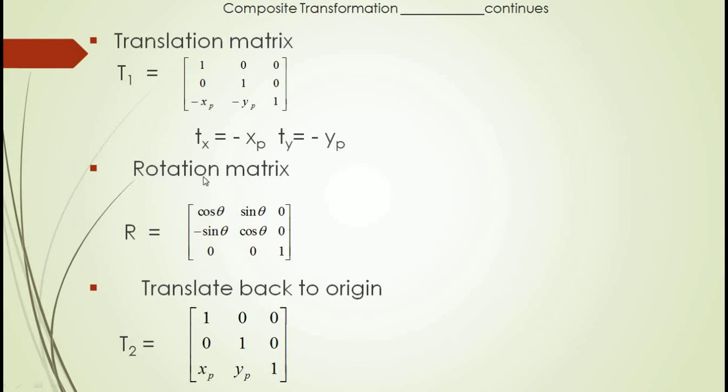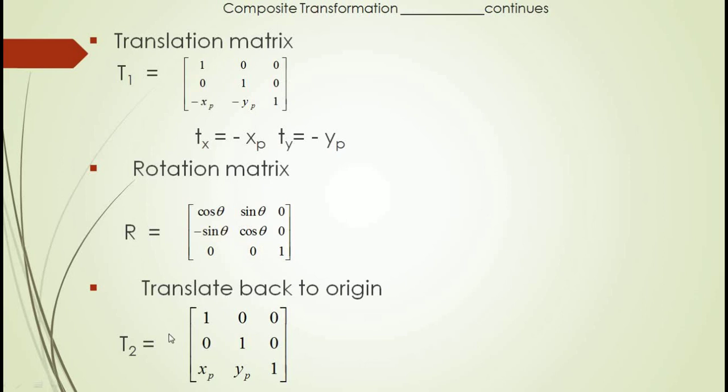Then after, this is the rotational matrix. Here we write the rotational matrix, that is R is equal to cos theta, sin theta, 0; minus sin theta, cos theta, 0; 0, 0, 1. Okay, this is our anti-clockwise directional matrix.